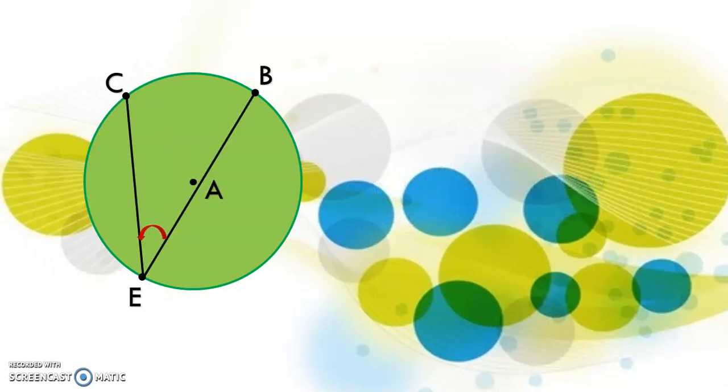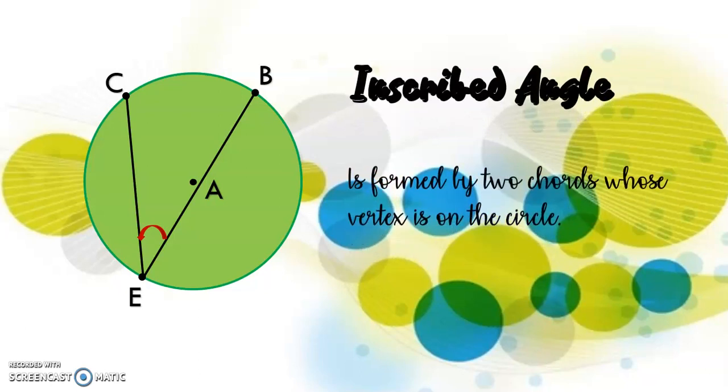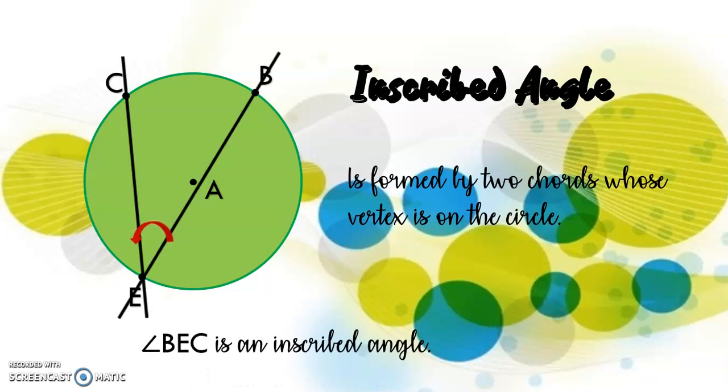This time, there are two chords formed and a new figure is formed. And this figure is known as the inscribed angle. An inscribed angle is formed by two chords whose vertex is on the circle. So angle BEC is an inscribed angle.